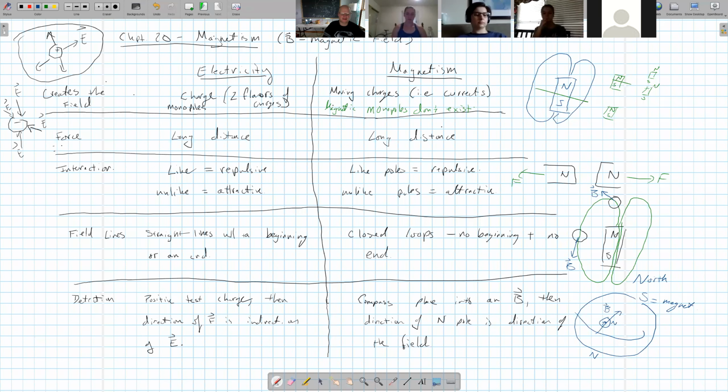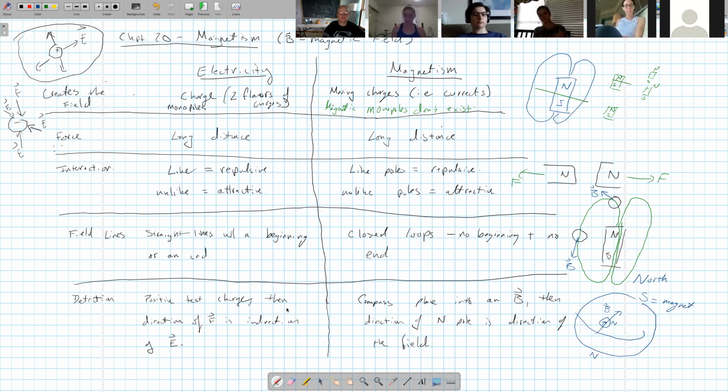For field lines, again, the electric field lines are always straight in nature, where the magnetic field lines are actually circular in nature. And the detection, again, is done the same way, where you would place some sort of object. For the electric field, you put a positive charge in there, measure the force and its direction, that tells you the direction of the electric field. For the magnetic field, it's done with the compass. So again, you would measure the torque in this case, as opposed to the force, which would then tell you the magnitude of that field.